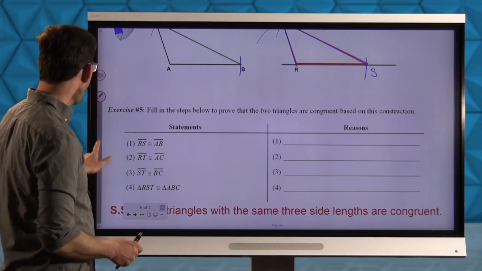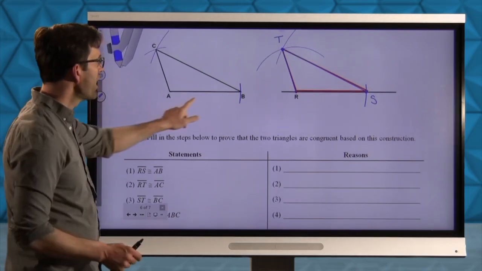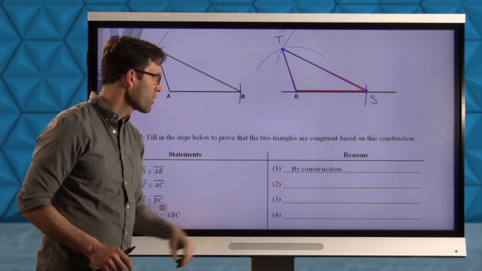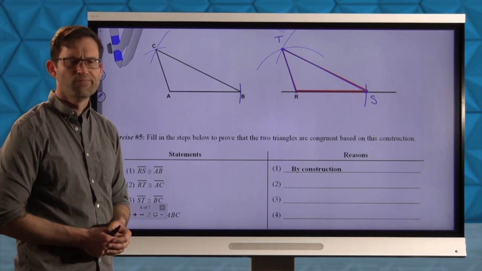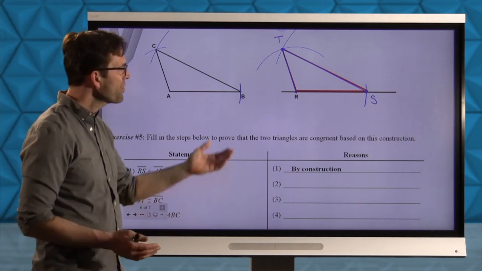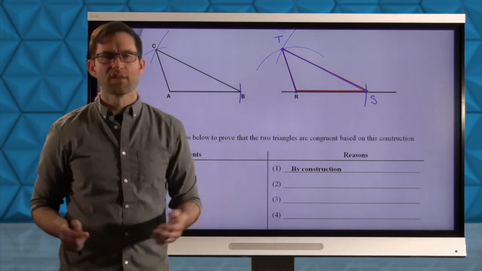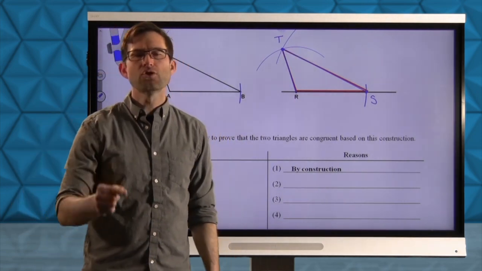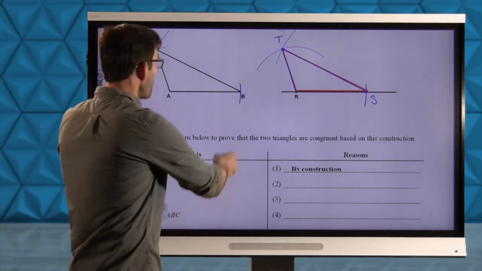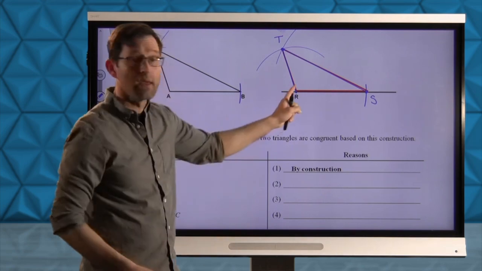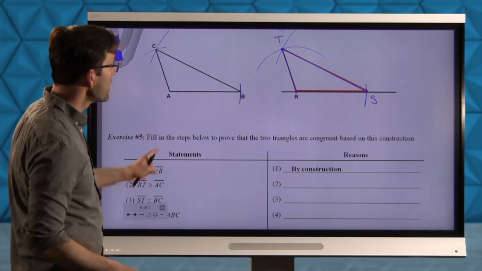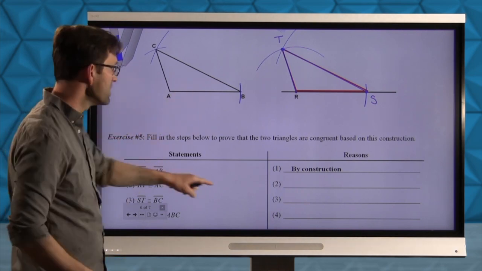Well, why was RS congruent to AB? Well, they were congruent by construction. What does that mean? By construction, they're congruent. What that literally means is that I forced them to be congruent. By the very nature of what a construction is, those 2 line segments are congruent because I went up and I copied the length of AB and I put it over here. That's just the deal. Why is then RT congruent to AC?